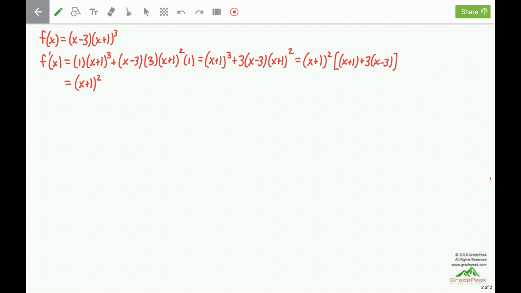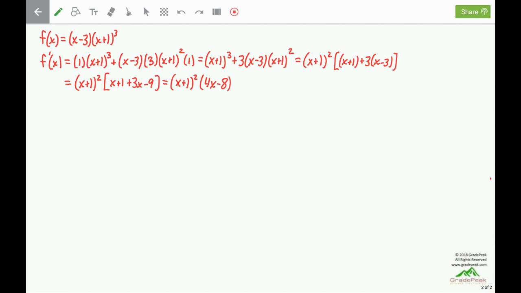So we have an x plus 1 quantity squared. In the square brackets, we can remove the parentheses from the x plus 1, distribute the implied 1 into it, which will just keep it as an x plus 1. And we can distribute the positive 3 and the x minus 3, which will give a positive 3x and a minus 9. We can now combine like terms together. I'm going to turn the square brackets into parentheses again. x plus 3x is 4x. 1 minus 9 will be negative 8.